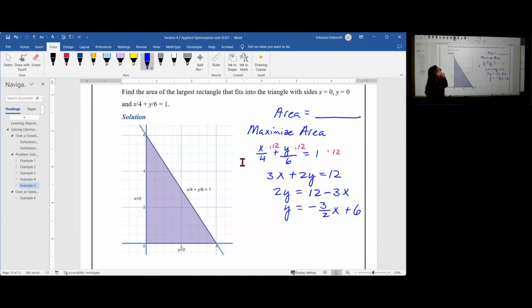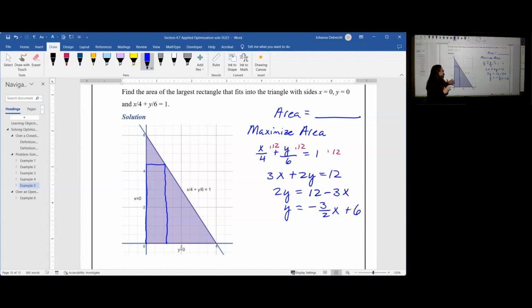So I've got to fit a rectangle under here. Well, then let's draw one. If you can't think of anything else to do, the best thing to do generally is to draw a picture. So I'm going to draw a picture. I'm drawing a rectangle that fits inside the triangle.